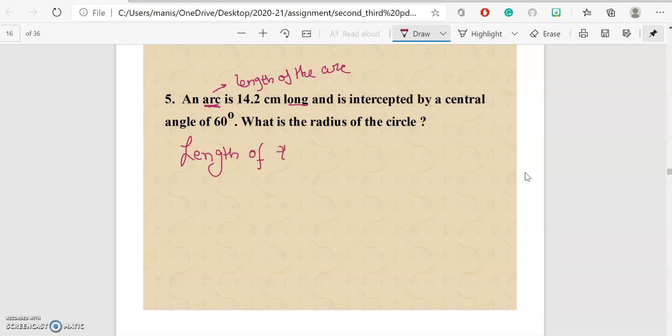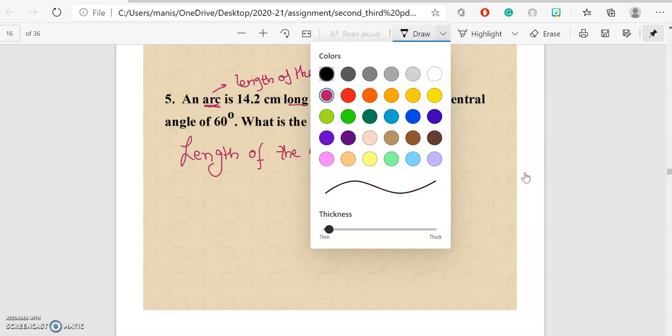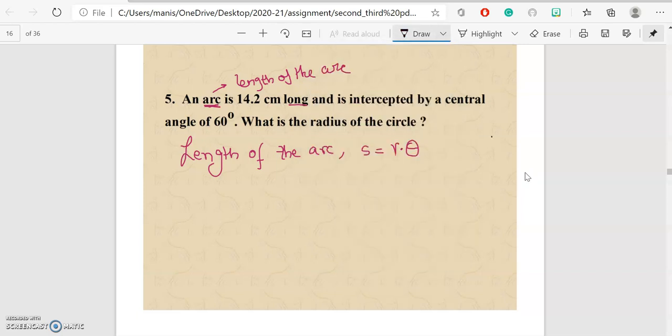Length of the arc S is equal to R times theta. So I will substitute the values over here. Length of the arc is 14.2 centimeters. They are asking us for the value of the radius, so we'll just write R, and the angle is 60 degrees. I need to change it to radians. Multiply by pi over 180.